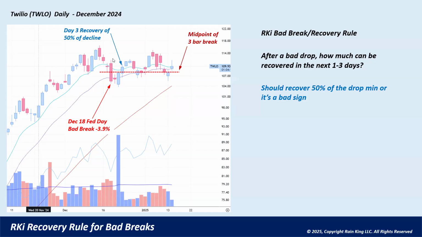So, when that happens, I have a general rule that I use. It's kind of called the bad break recovery rule. And when I see this, a stock down 3.9%, this is the first time it's come down. It closed below the 20. I'm paying attention. And my rule is really simple. It just says, I want to see if the stock can recover 50%, that 50% midpoint line in 1 to 3 days. If it can, to me, that's a really positive sign.